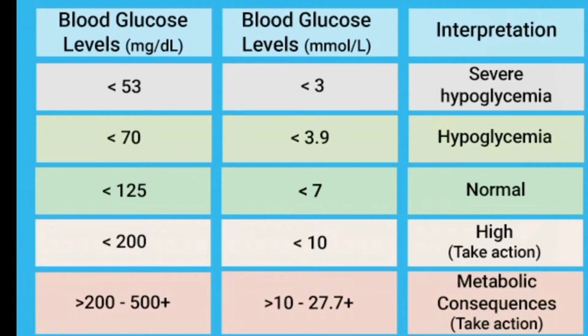So let us discuss the blood glucose levels and their interpretation. These are the mg per dl levels and these are the mmol per liter levels. In this video we will be discussing hypoglycemia, so let's see the hypoglycemic values. If it is less than 70 mg per dl or less than 3.9 mmol per L, it is hypoglycemia. And when it is below 53 mg per dl and below 3 mmol per liter, it is severe hypoglycemia.